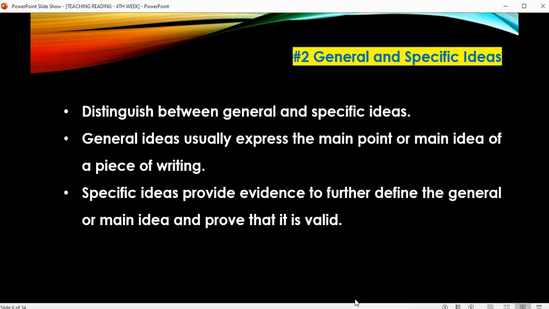All right? So here it's so important to make our students find not just the topic sentence, but also the general and specific ideas that a piece of writing has. All right?